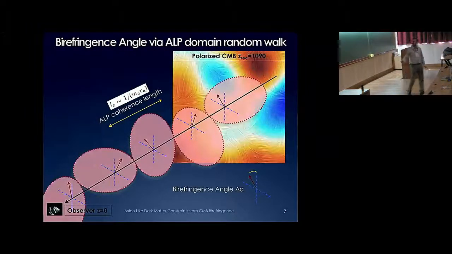So the calculation that we do is that you have the polarized light from the CMB, and this is a schematic way of showing it. We have the polarized light from the CMB at the redshift of 1100 going to us, and it intersects these areas which have a coherent axion field or ALP field, and in each patch there is a random amount of rotation of the polarization of the CMB. So each patch will induce a birefringence angle of some delta alpha, and what we will observe is basically a random walk in the birefringence of the CMB, due to the fact that dark matter is made up of this oscillating ALP field, and the ALP field remains coherent on a certain length scale.